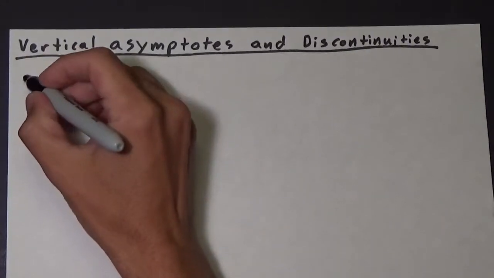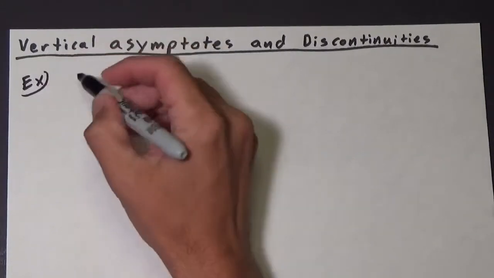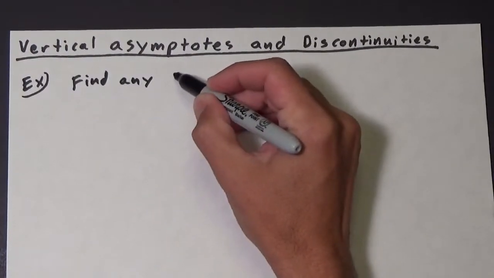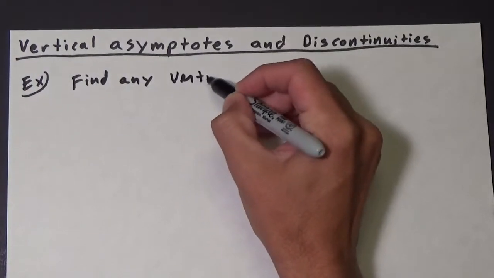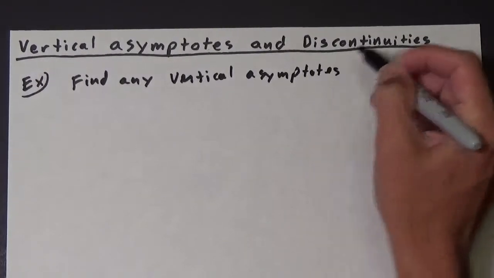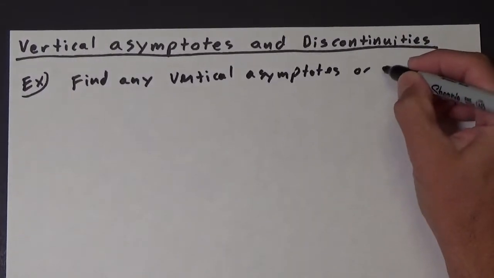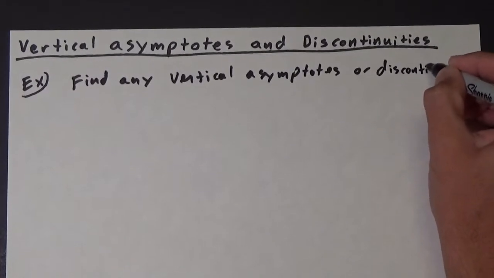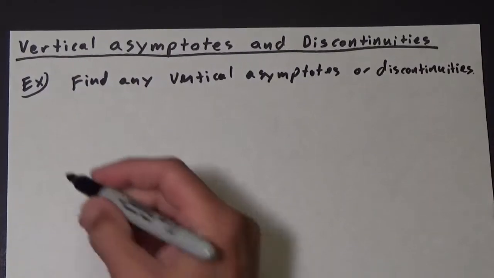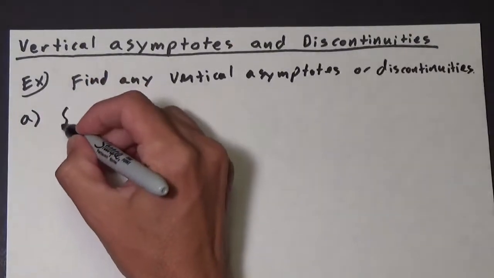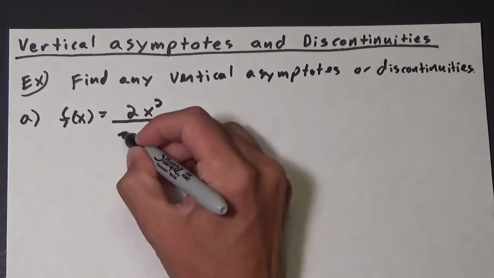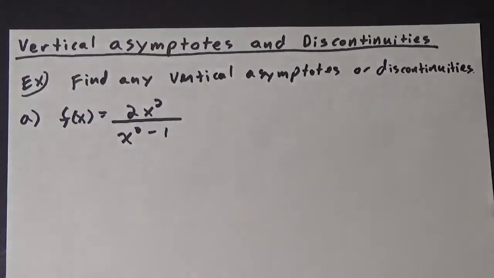So let's look at a couple of examples to refresh our memory. So we want to find any vertical asymptotes or discontinuities. So those are the directions. So for A, we're going to look at the function f of x equals 2x squared all over x squared minus 1.